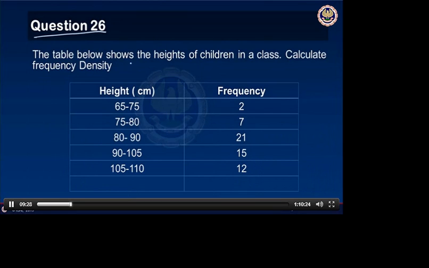The table below shows the height of children in a class. Calculate the frequency density. Now these are the heights of the children which are given. Between 65 to 75 centimeters, there are 2 children. Between 75 to 80 centimeters, there are 7 children. Between 80 to 90, there are 21 children. Between 90 to 105 centimeters, there are 15 children. Between 105 to 110, there are 12 children. Now, this is the data, and we have to find the frequency density.